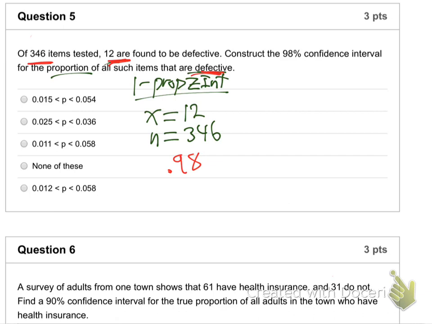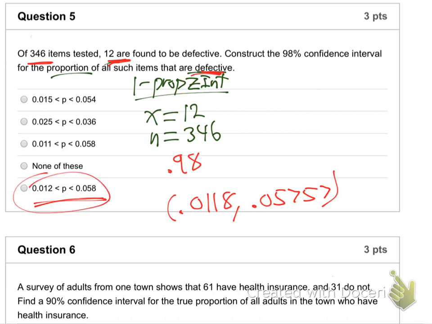And calculate. I'm getting 0.0118, comma, 0.05757. Which one of those matches up? Oh, it's this one. This one's close here, isn't it? That's close, but it's not right. It's this one. Good? Easy enough? All right, I'll move on to that next one.